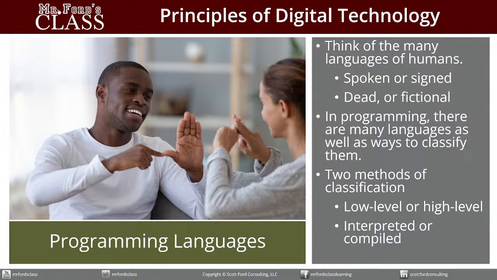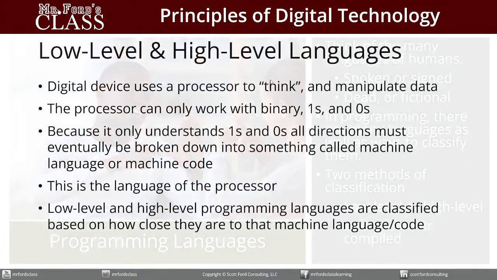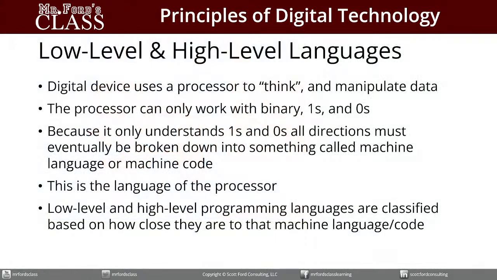And the two methods of classifying that we need to be aware of are low level and high level, and interpreted and compiled. So when we're taking a look at low level and high level, we have to think of something that we covered back in Unit 1 for digital literacy. And that is binary works in zeros and ones. That is how binary works. That is also how the computer processes information. Everything ultimately has to be broken down into zeros and ones that the computer can understand.